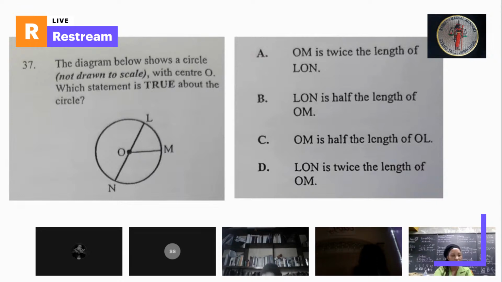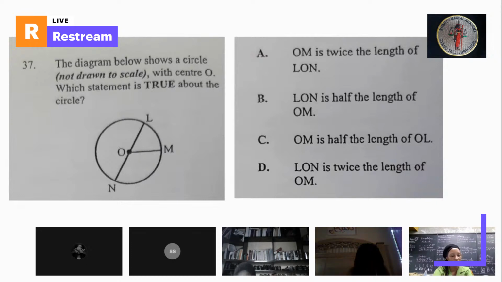Number 37. The diagram below shows a circle, not drawn to scale, with center O. Which statement is true about the circle? All right, so which of those statements is true?